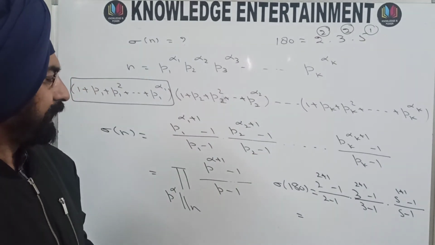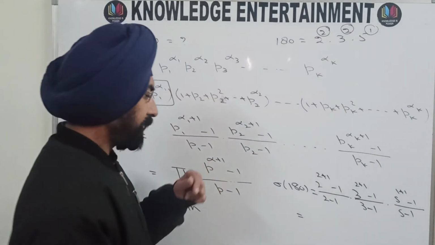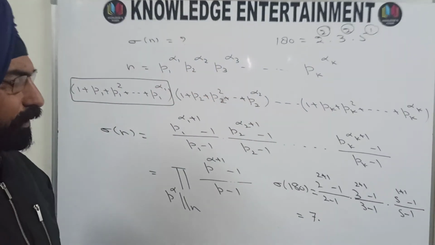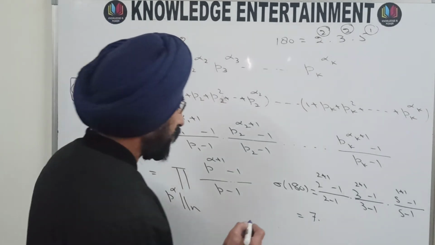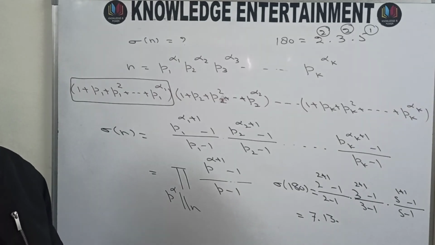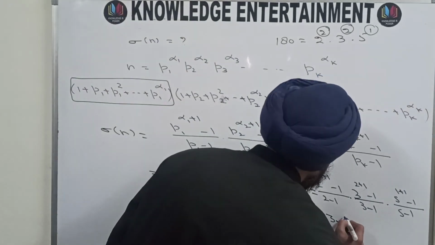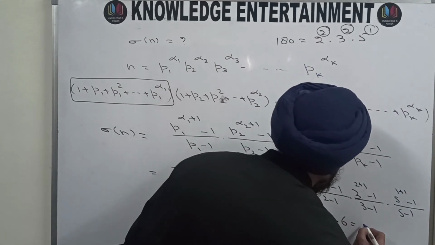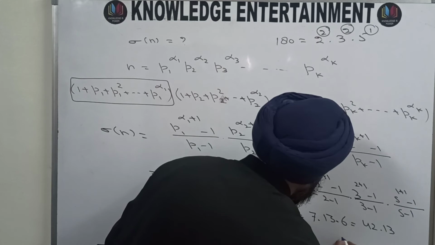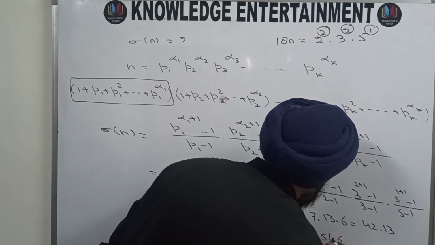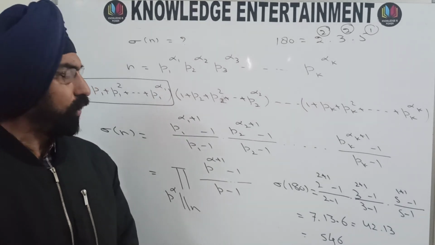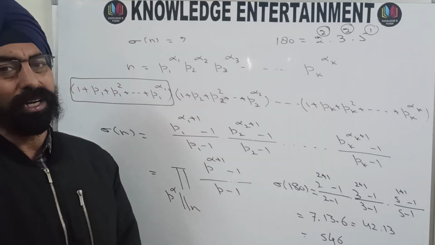It is 8 minus 1, 7, divided by 1. So it is 7 multiplied by 3 power 3, 27 minus 1, 26 divided by 2, 13, into 25 minus 1, 24 divided by 4, 6. So it is 7 into 6, 42, multiplied by 13. So you will get 546. So this 546 is the sum of all divisors of 180.